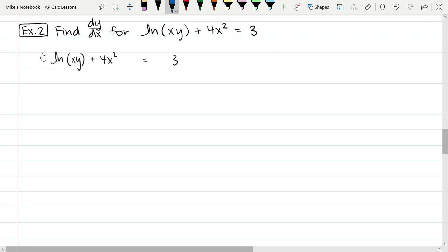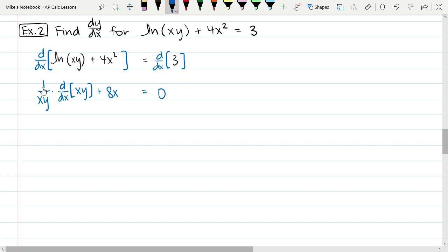And so remember, first thing we're going to do is we're going to find the derivative with respect to x of both sides. All right, so here I have the derivative with respect to x of the natural log of xy. So again, this is a chain rule within implicit differentiation. So the derivative of natural log of xy, this is going to be 1 over xy times the derivative with respect to x of the product x times y. Plus, all right, the derivative with respect to x of 4x squared, that's just going to be 8x, equals, and then the derivative of 3, of course, is just 0.